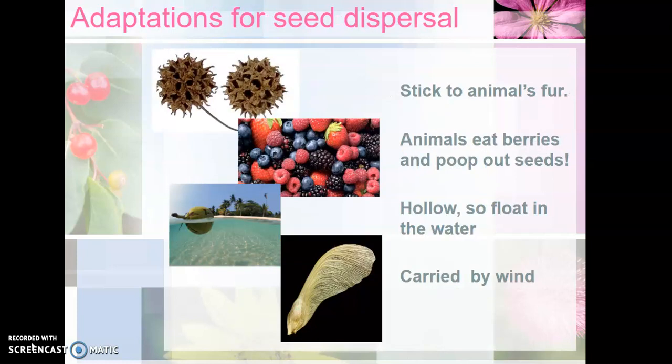That seed is ultimately going to need to be dispersed. And so there's lots of different types of mechanisms that allow for this. In that first picture, you have what we call a sweet gum ball. It can stick to an animal's fur and get moved from place to place that way. Berries contain seeds. Animals eat berries and then they poop out the seeds. So that allows them to be dispersed. Next, you see a coconut, which is hollow, so it floats in the water to a new location. The last picture is a maple leaf. We sometimes call those helicopters because they spin around if you throw them up in the air, and those are adapted to be carried by the wind.